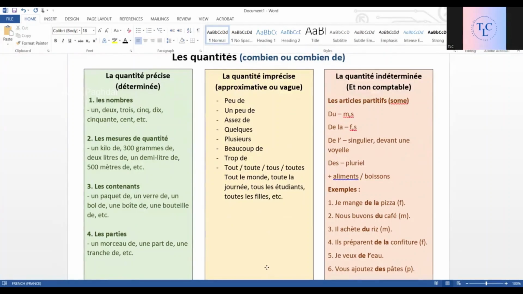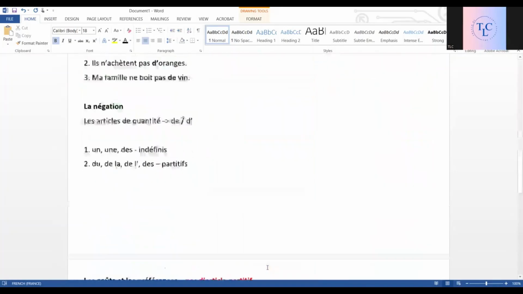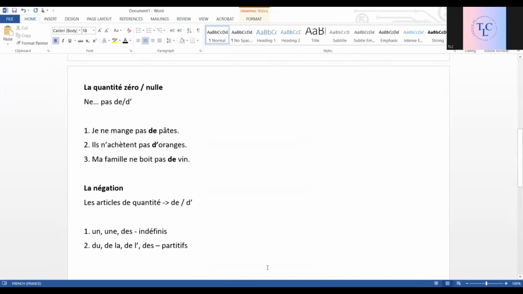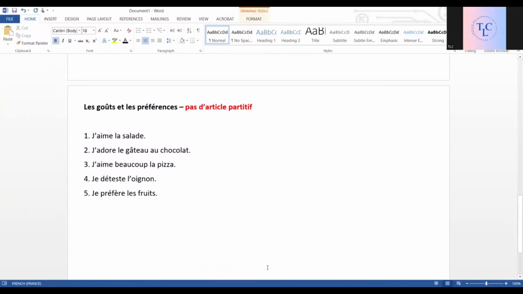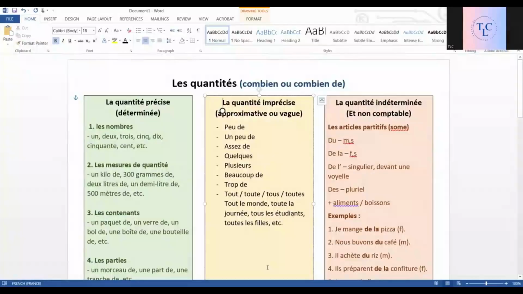Okay, so remember, articles partitifs are used if the quantity is not known, but if it is known, then we use the other types of quantities or the other expressions. And when it is not used, when the quantity is zero, okay, in a negative sentence, and when we are talking about the likes and dislikes and preferences, in those cases we do not use article partitif. Okay, so that's it about the quantity, mostly and mainly related to food items and drinks. Okay, here we are focusing on that. Okay, that's all that you should know about it.